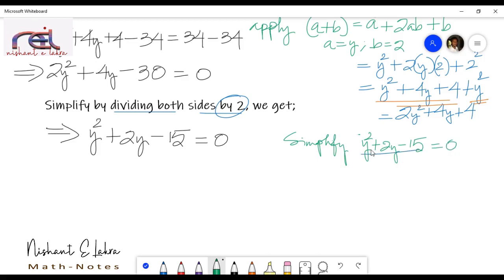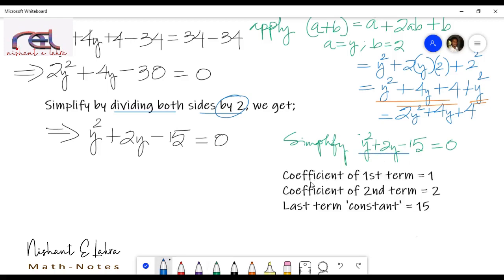Okay, there are a few things that you have to understand about three terms when we're simplifying it. The coefficient of first term, that is y square. Now you know that by default when there is no number written before the variable, by default it is 1. That is why the coefficient, which is the numeric value of the variable, is 1, and the coefficient of second term is 2.